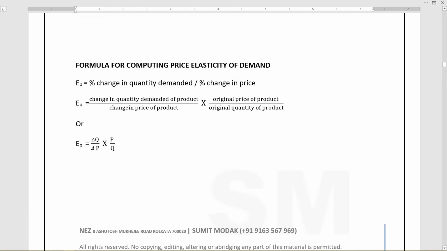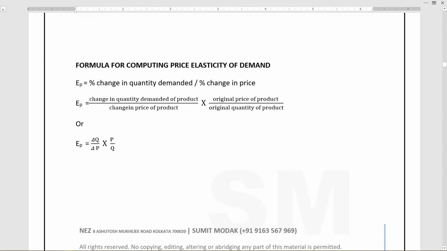So the formula for computing price elasticity of demand is percentage change in quantity demanded divided by percentage change in price. I have already told you this. And there is another formula which is mentioned: change in quantity demanded of product divided by change in price of the product, multiplied by original price of the product divided by original quantity of product. So here we are not actually measuring the percentage, but we are writing down the change in quantity. For example, I used to buy 10 units of cola in the entire month when the price of the product was, say, 10 rupees. Now the price of the product increased from 10 rupees to 12 rupees.